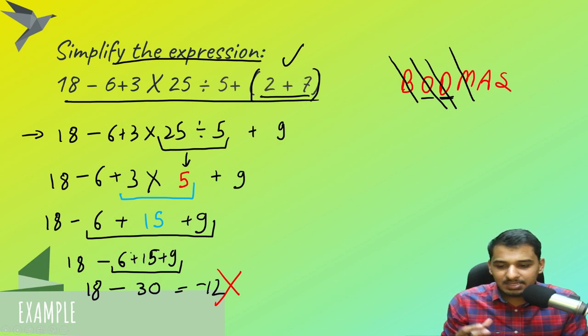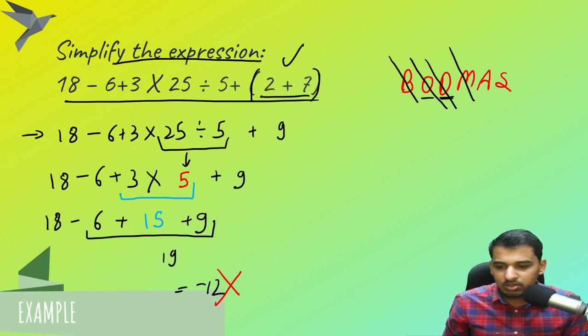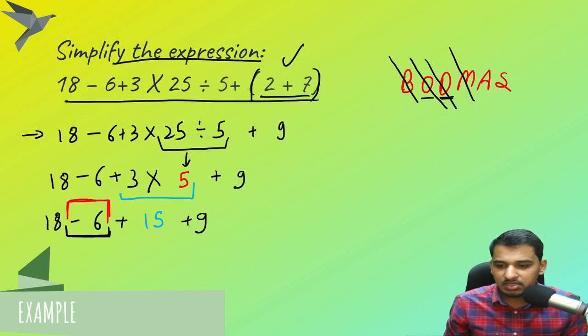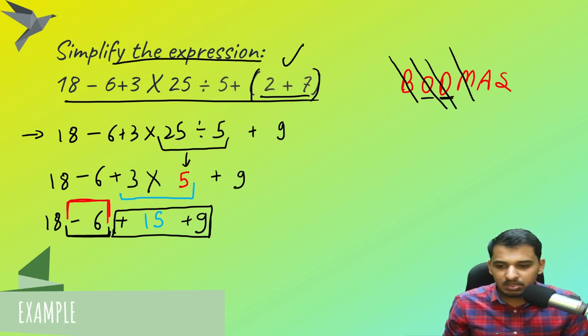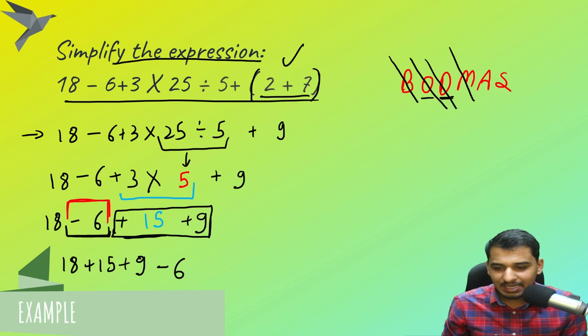Why is this wrong? Let me tell you the reason also. If you look here carefully, the minus sign is only in front of 6. The 15 and 9 which are here have a plus sign before them. So in this case, you will have to write it like this: 18 plus 15 plus 9 and then a minus 6 like this. Now you can proceed further.